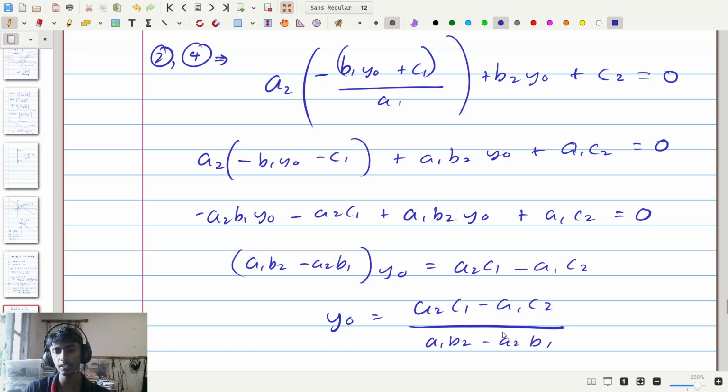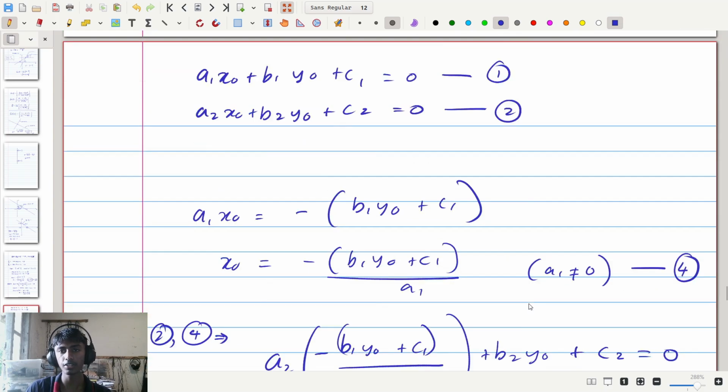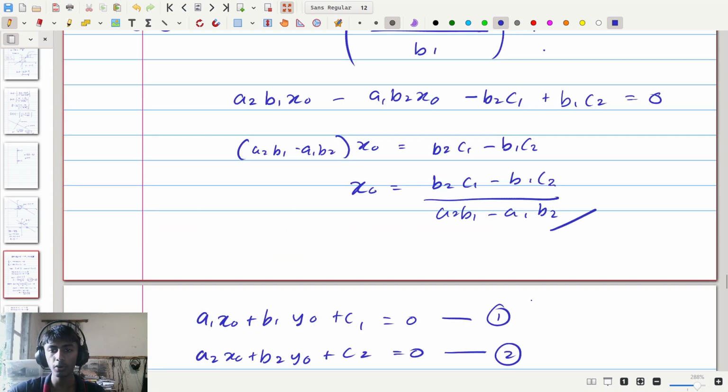Once again we can see if a1 b2 is equal to a2 b1, we do not have an intersection. In the other cases we have an intersection. So therefore this is the y coordinate of intersection, and up here we found the x coordinate of intersection.